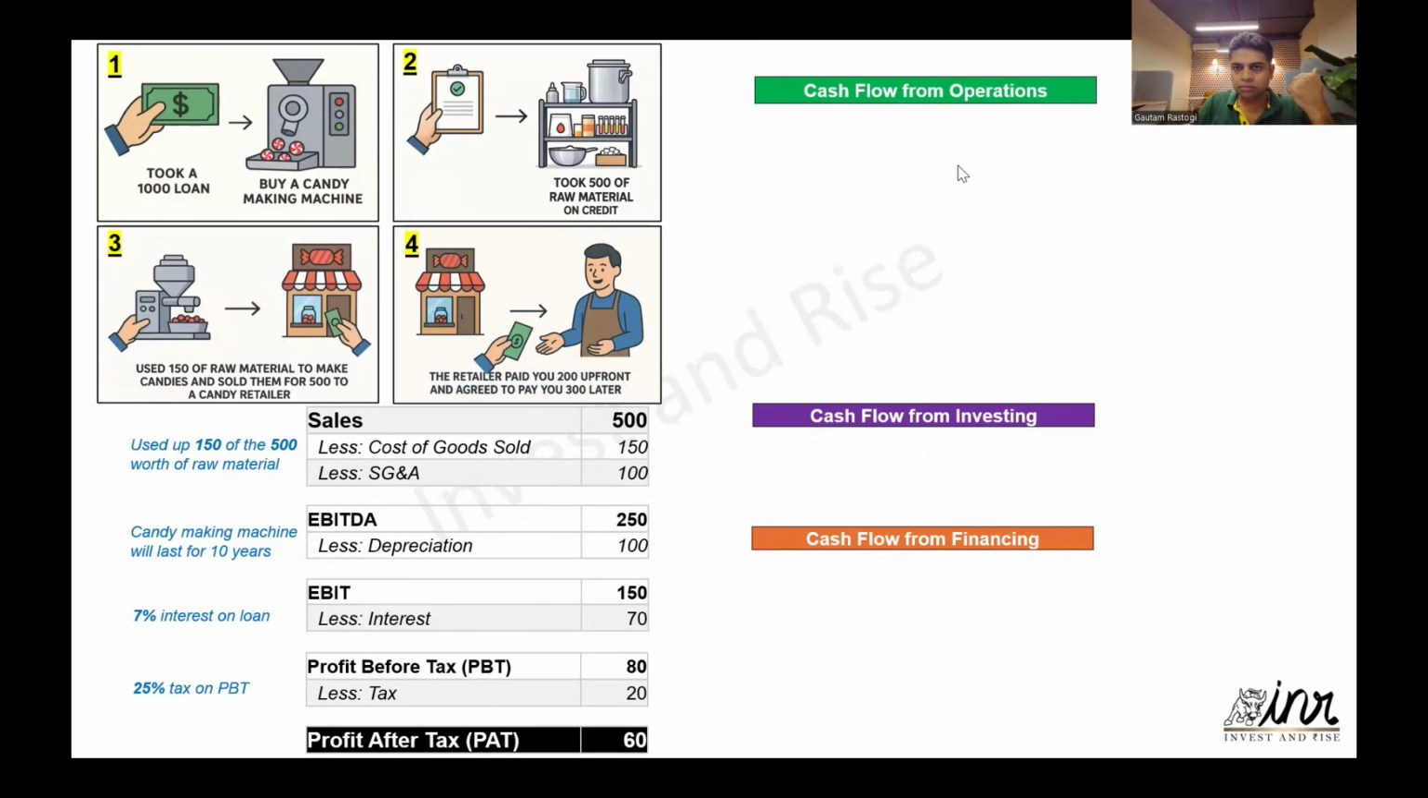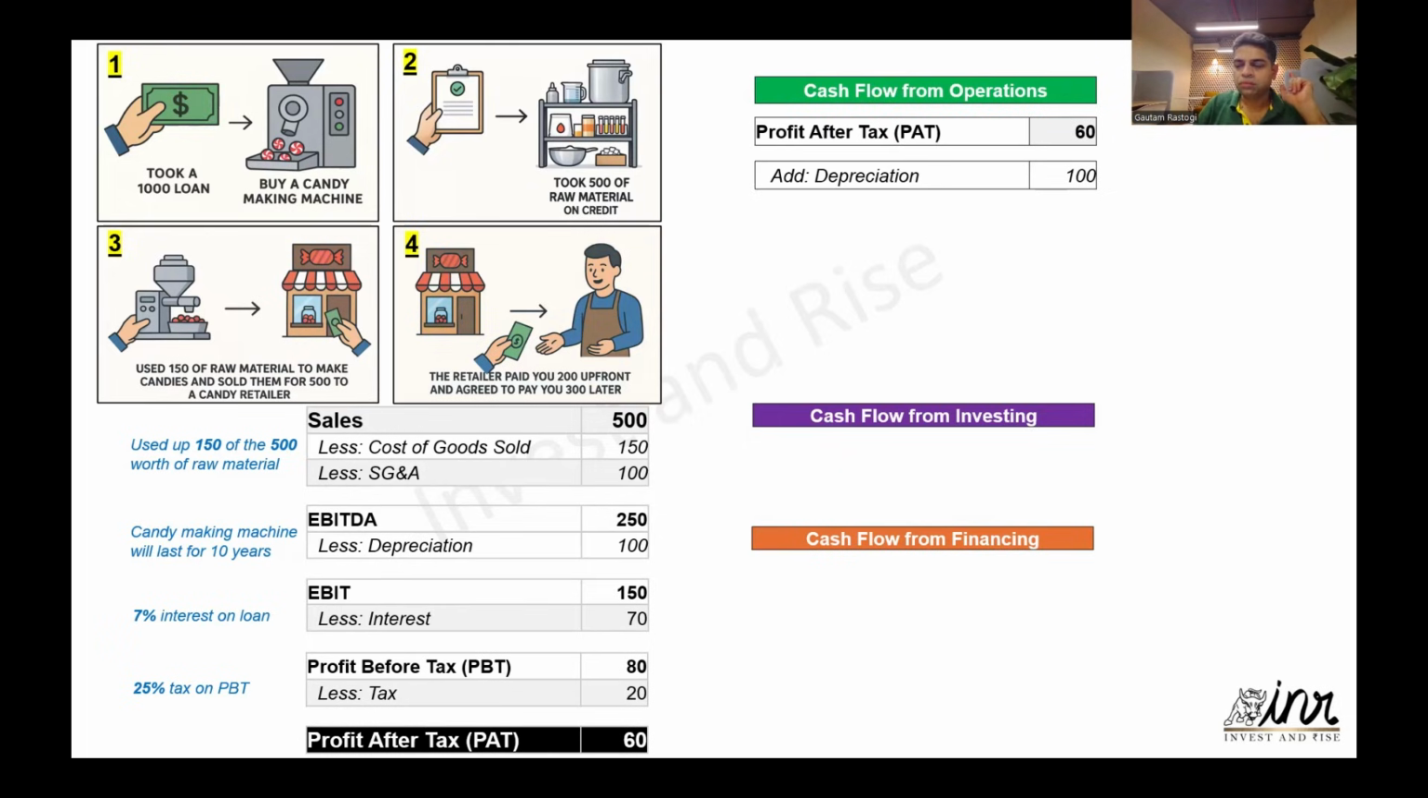So you start from profit. That's the amount of money you reported. Reported profit. In this profit, you add back depreciation because that's a non-cash expense. That's a non-cash expense. So we add it back.